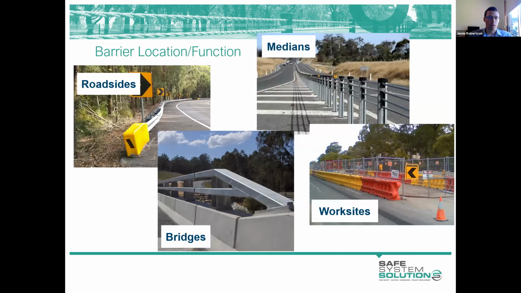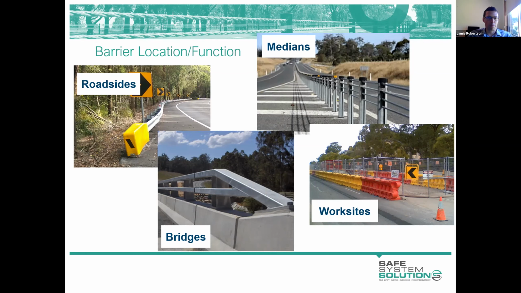So the first step when we're thinking about selecting a barrier type and designing one is to think about where it's located and what its function is. There's a few distinct cases there. Is our barrier at the roadside, where its primary function is to stop an errant vehicle from leaving the road and potentially hitting a tree or rolling over?